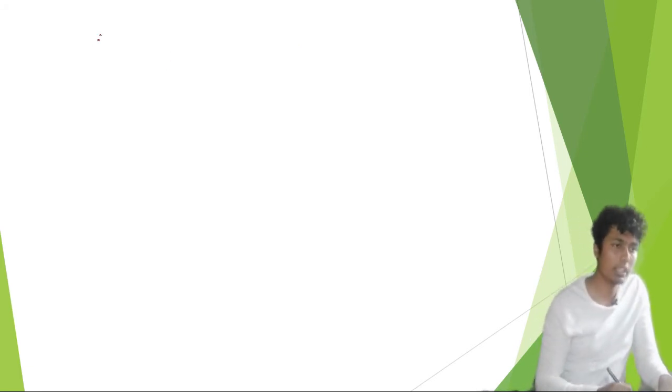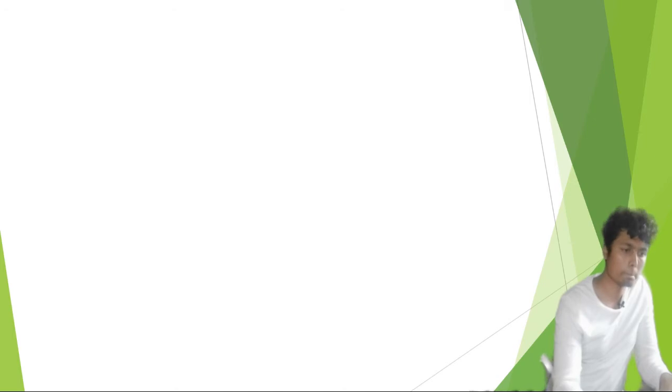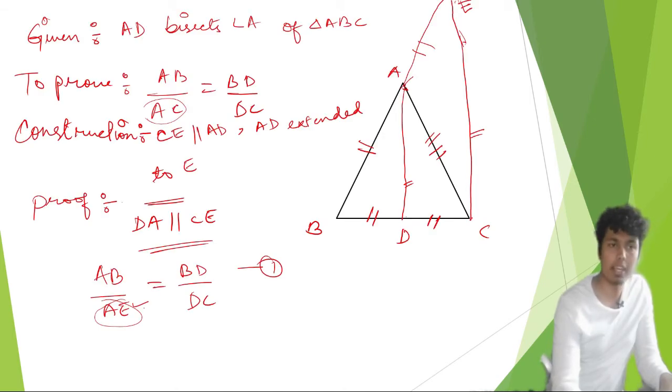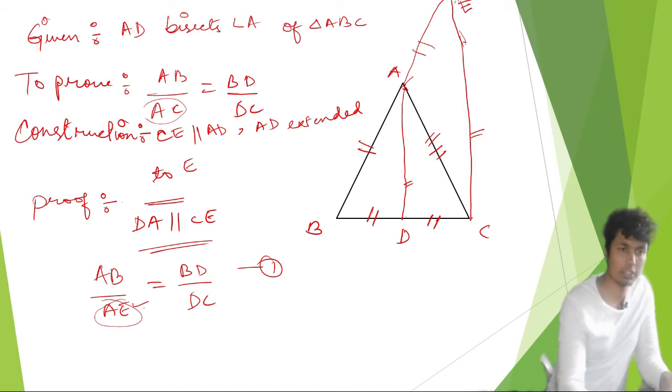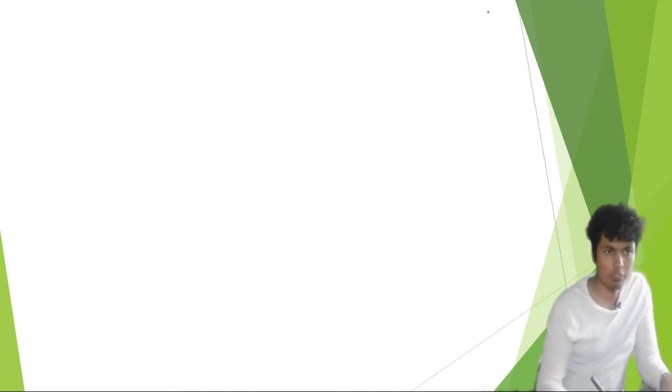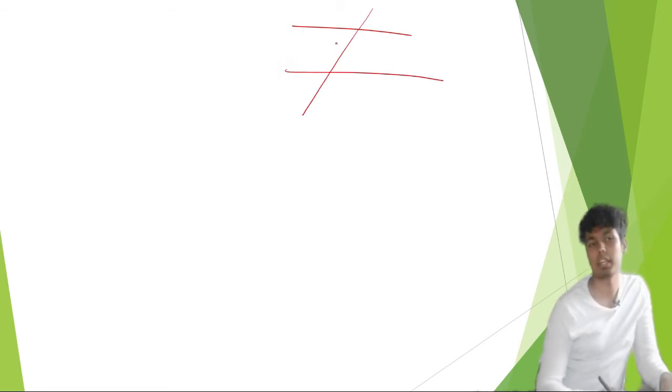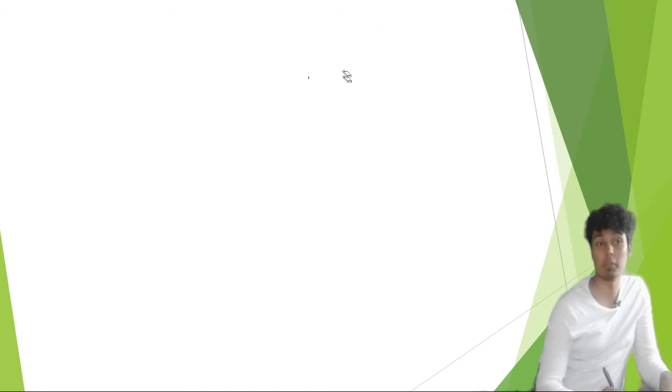Now, DA is parallel to CE. Before understanding the further step, let me make you understand this. If these two lines are parallel, then let us draw a transversal line. Then this angle will be equal to this angle, or this angle will be equal to this angle. These are the properties between two parallel lines.